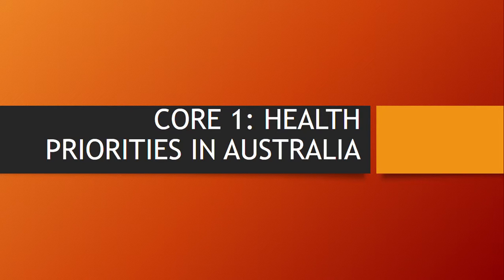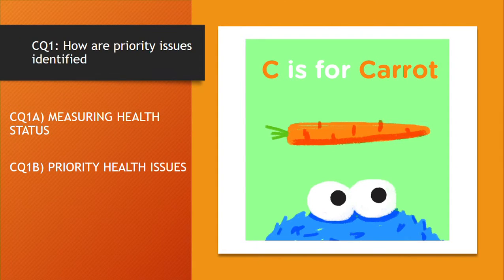Just a reminder, this is not to reteach the information or to teach it for the first time. It should just be rehashing the information that we've already gone over, trying to get you to recall some of that short-term memory. So I'm going to have a look at Core 1, Health Priorities in Australia, and that has two parts of critical question 1.